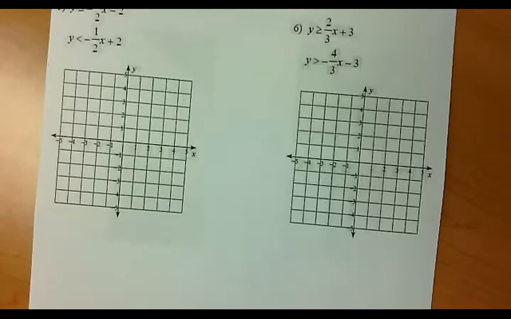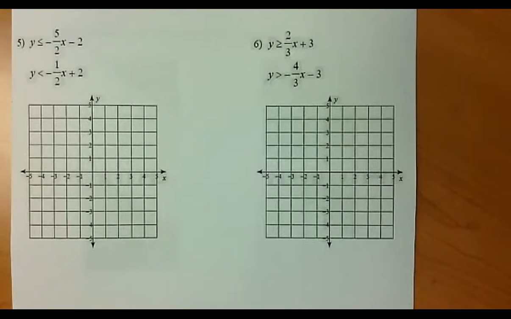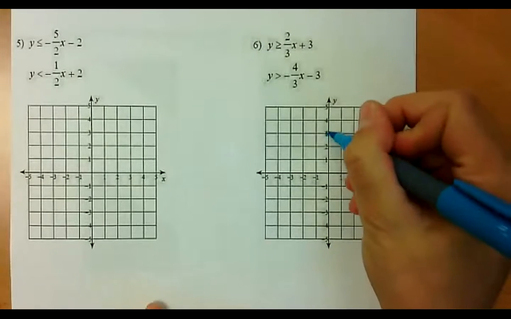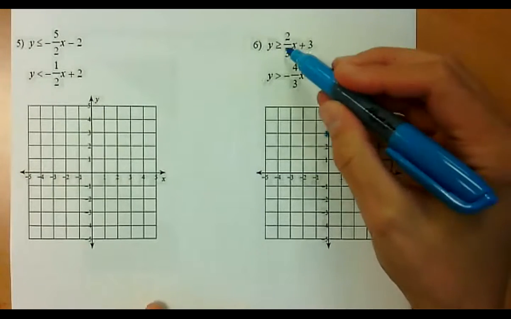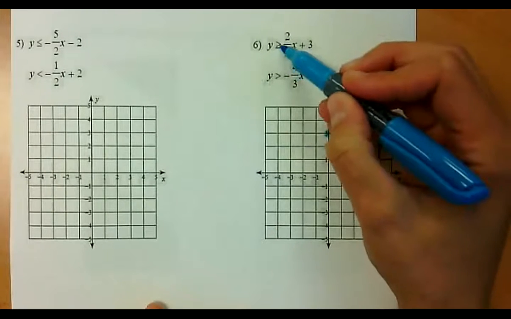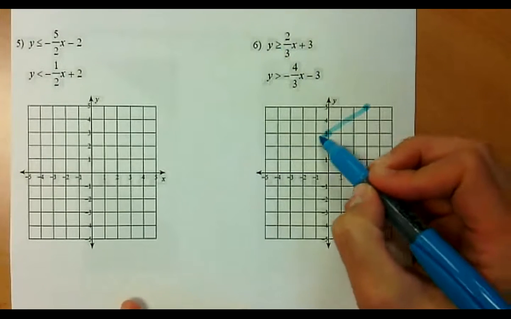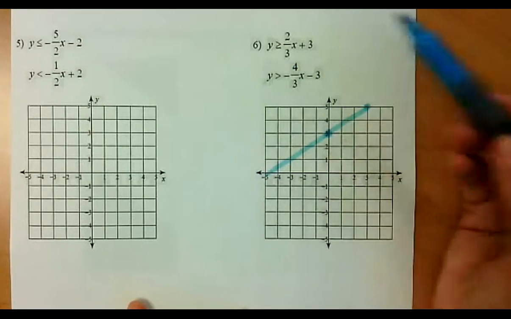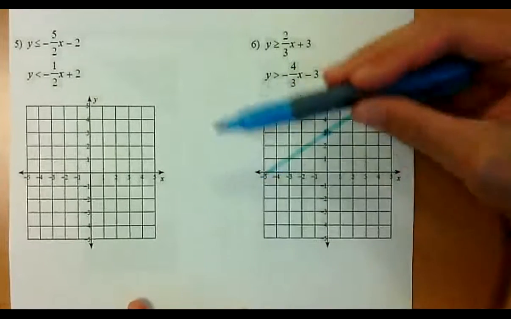All right. So number 6, I will finish this one by hand. So I'm going to plot my y-intercept of 3, and my rise is 2, my run is 3. This is a solid line because it's greater than or equal to, like I just said, so we're going to be above this line.